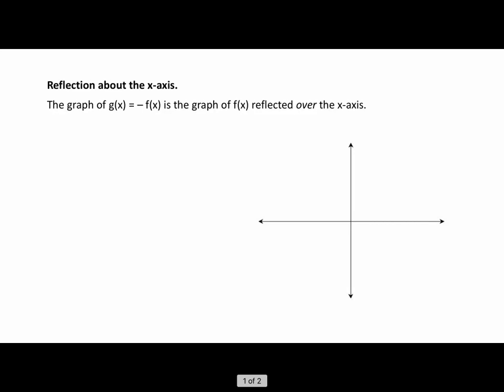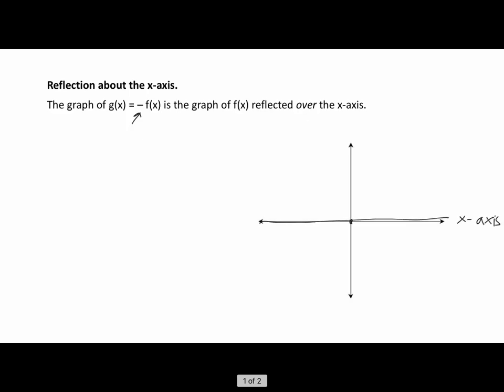Reflection about the x-axis. If you have a graph where one function is the exact opposite sign of another function, then the graph of f of x is the same, but reflected over the x-axis. So this is the x-axis, right?